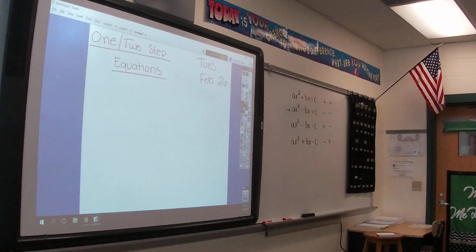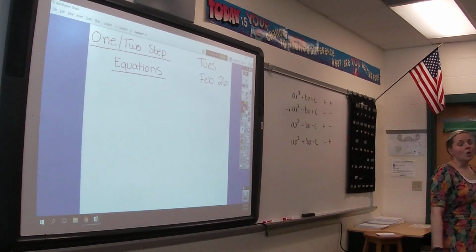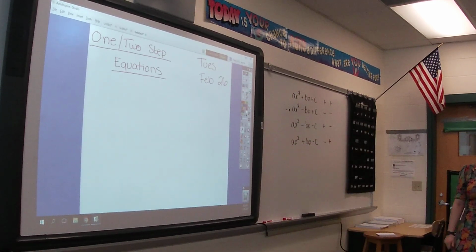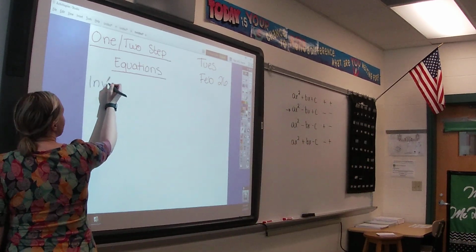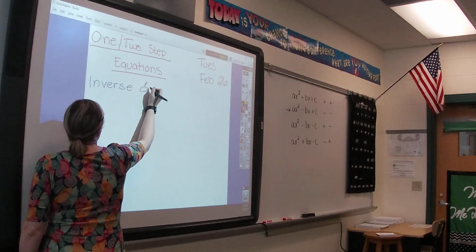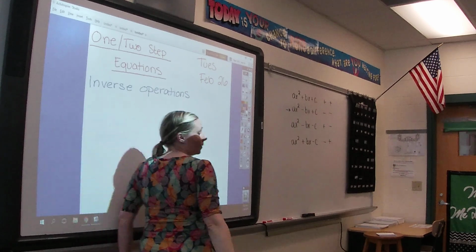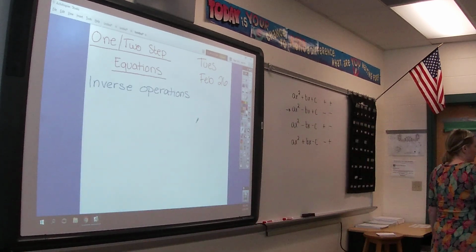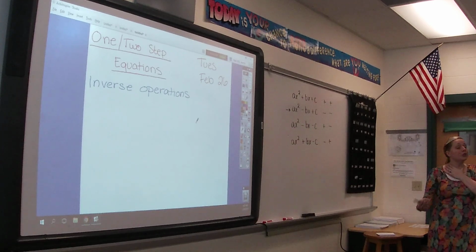Go through consistently as frequently as possible to make sure as we get to more complex equations, we're good to go. When we are solving an equation, it is based on one concept: we need to use inverse operations. Inverse operations are operations that will undo each other.